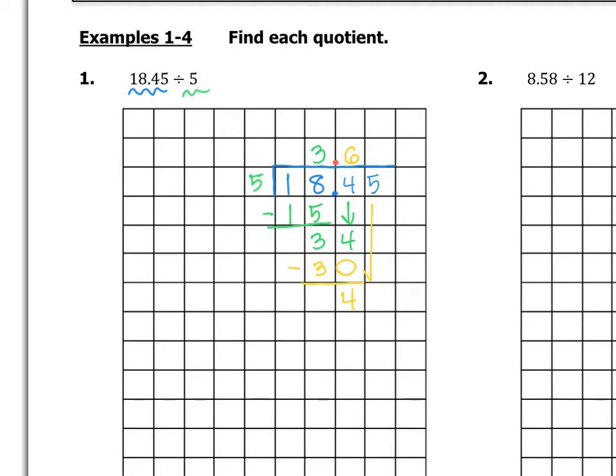Now I bring down my 5. 5 goes into 45 9 whole times, and 9 times 5 is exactly 45. And so I get a 0 here, and I'm done. So the answer to my long division problem, which again is my quotient, is 3.69.